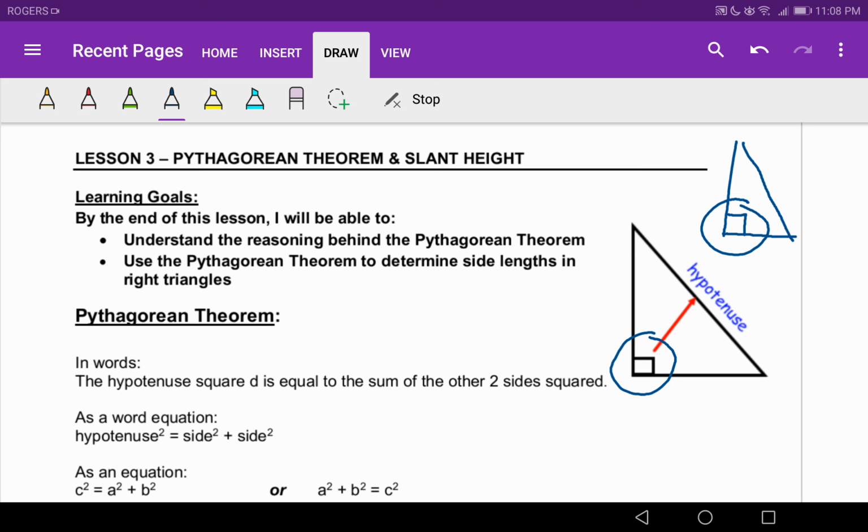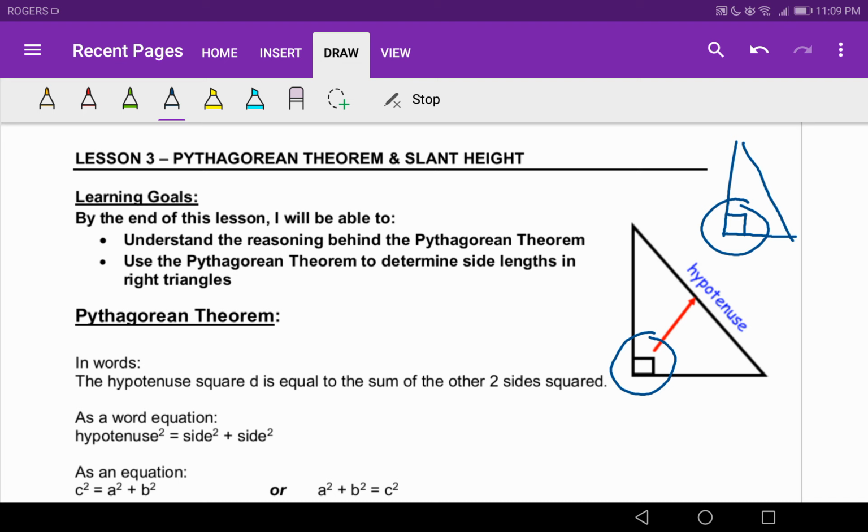If you see that 90-degree angle, you'll be allowed to use the Pythagorean theorem, because this formula, it's just a formula, applies to only right angle triangles, so that's only 90-degree angle triangles. I'm going to take you through how to use the formula and how to solve for all the different side lengths in a triangle.